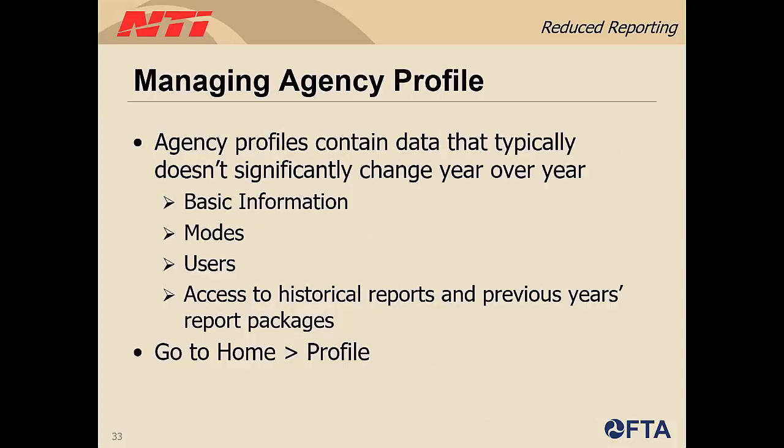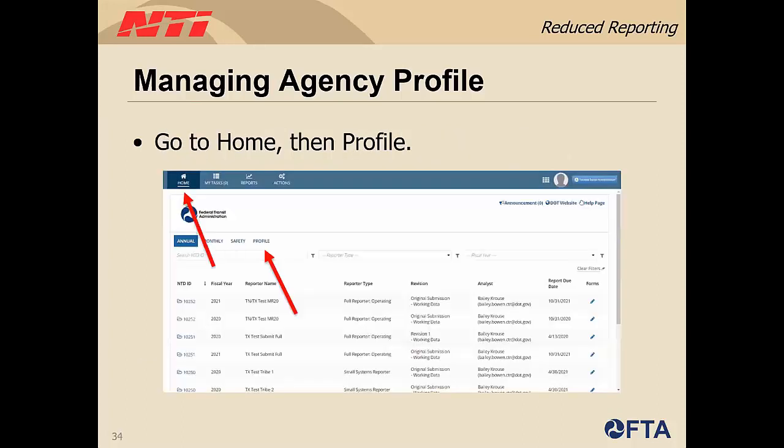The agency profile section is a frequently assessed part of the NTD system. This houses data that typically doesn't change from year to year, such as your basic information, the modes you operate, the users who need to have access to the report, and any historical reports. To find the profile, click Home and then click on Profile.